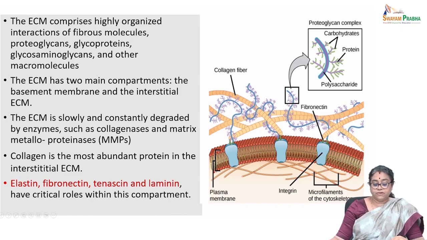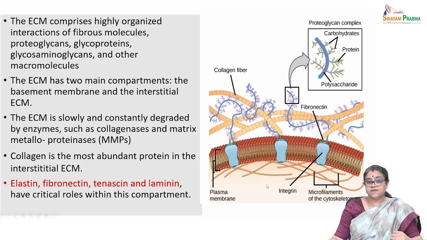the extracellular matrix basically has two main compartments, the basement membrane and the interstitial ECM. The ECM is slowly and constantly degraded by enzymes such as collagenases and matrix metalloproteinases. When the ECM gets degraded, the cells can start moving from their location and enter into the circulation. The cells have to breach into the stroma, travel through the stroma, reach the blood vessels, and then get into the blood vessels and start moving.